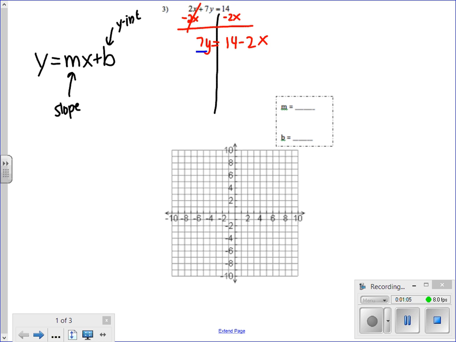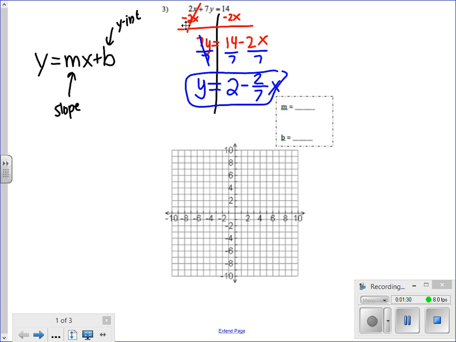I now divide both sides by 7. That undoes the 7 times y. And divide every single term in the expression by 7. That leaves me with y by itself equals 14 divided by 7 is 2 minus the fraction 2 over 7 x. That ends up being your final answer.